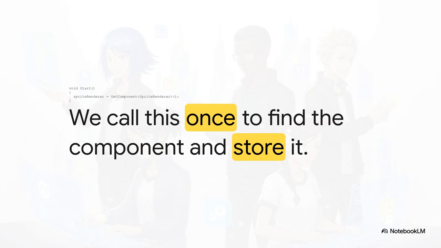And the line of code is beautiful in its simplicity. spriteRenderer = GetComponent<SpriteRenderer>(); This translates to, hey Unity, as soon as the game starts, find the SpriteRenderer component on this game object and store a permanent link to it in my spriteRenderer variable.